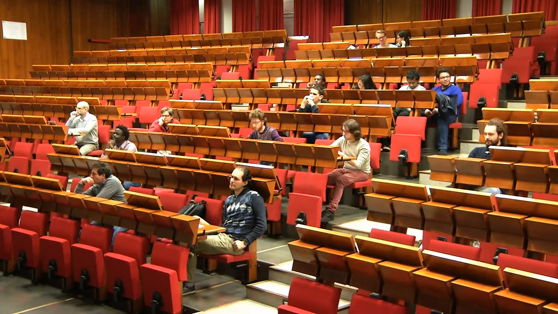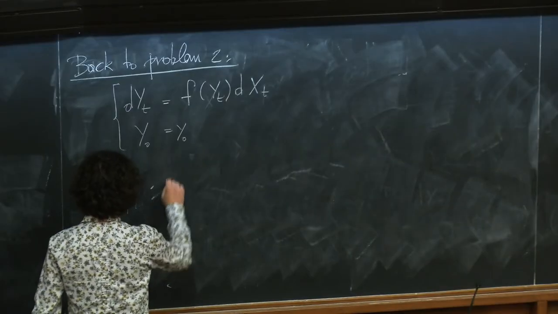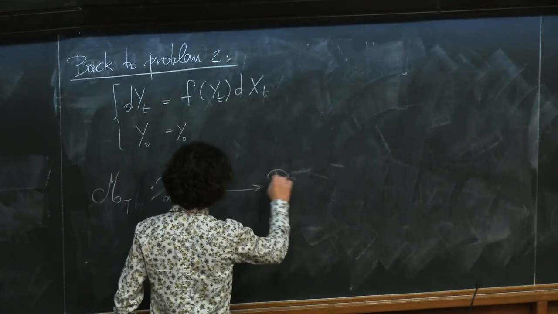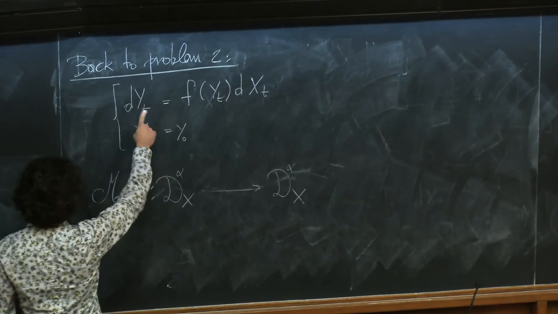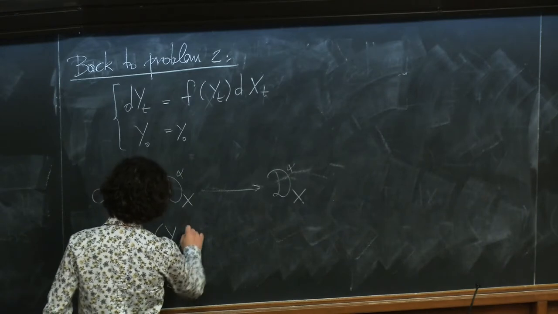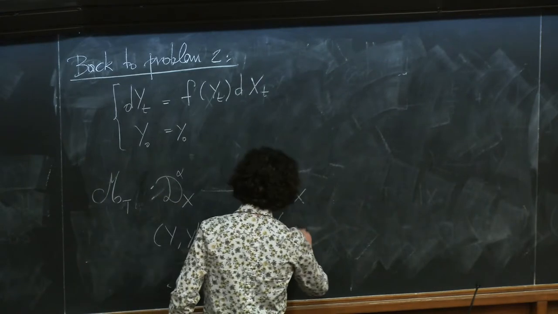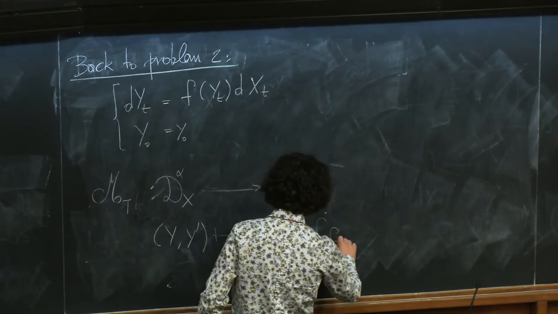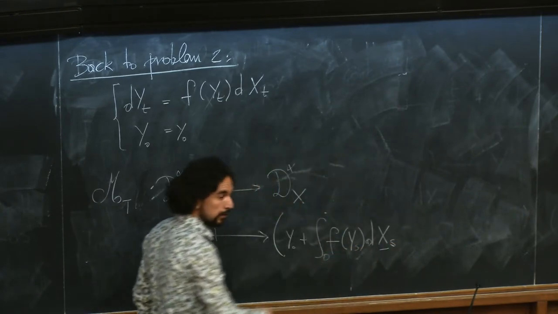So what I will do here is define a certain map, M, from the space of control paths to itself. Here I will not just take Y, but Y together with a Y prime. It's a control path. And I will map it to y0 plus the integral of f of y_s dx_s. Now it's the rough integral.